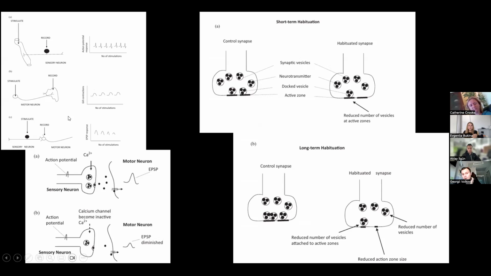So Kandel and colleagues found that the attenuation occurs in the synapse between the sensory and motor neuron, because you can see here that the excitatory postsynaptic potentials that you can record in the motor neuron after the sensory neuron stimulates it become lower and lower over time. So that was the first step to explain the whole mechanism.